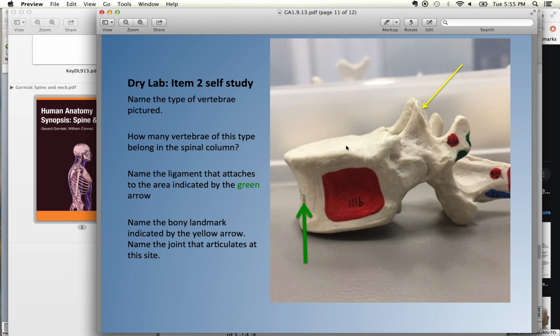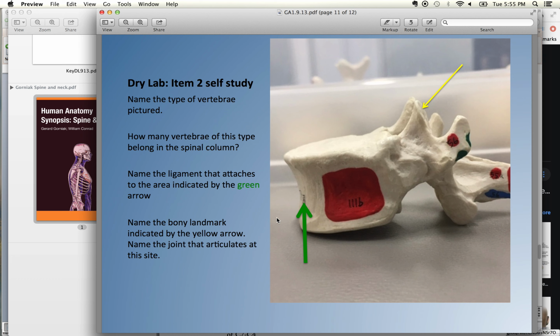Name the ligament that attaches to the area indicated by the green arrow. That's going to be your anterior longitudinal ligament. And remember what we talked about when we met last weekend, that anterior longitudinal ligament, that anterior is in reference to the body of the vertebrae. And so the posterior longitudinal ligament is going to be on that posterior surface of the vertebrae.